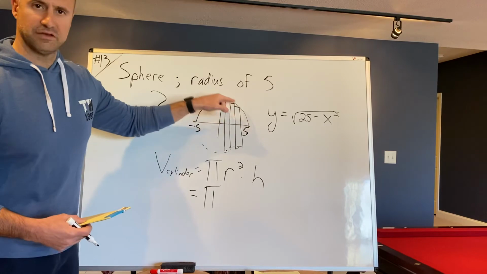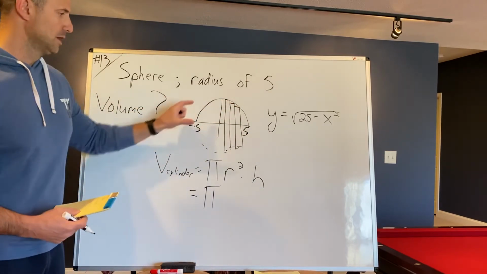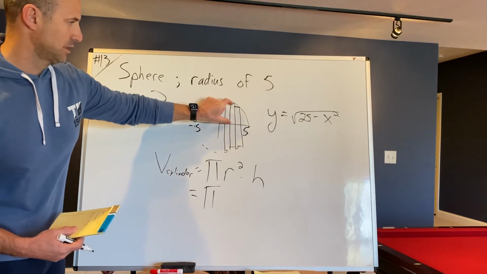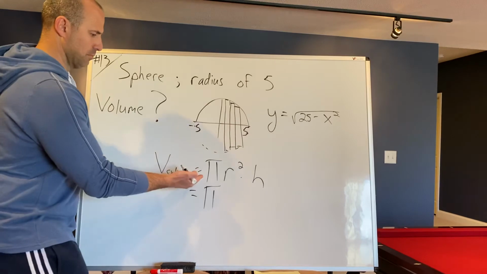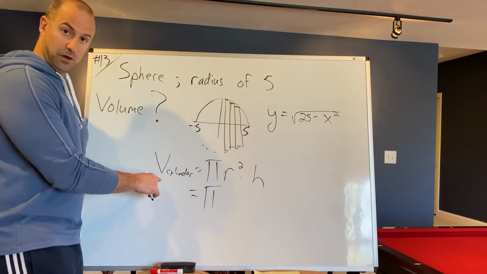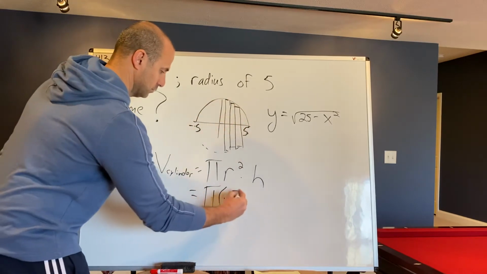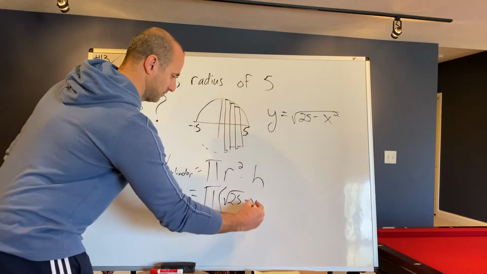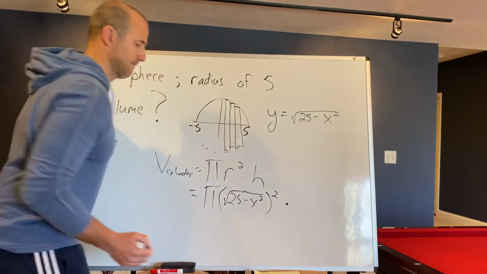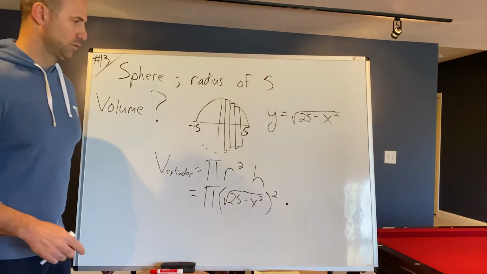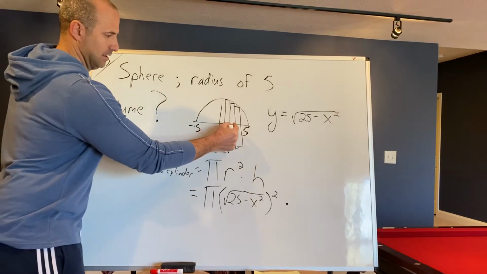That's the curve itself. So even though we're in 3 dimensions now instead of just 2, this distance right here and here and here and here is still the curve itself. So when we go pi r squared times height to get a volume of a cylinder, it's pi times radical 25 minus x squared times height. Now, what's the height? Well, the height is this dimension, this dimension. It's the spacing of each of these.